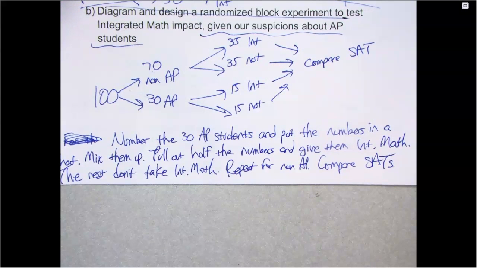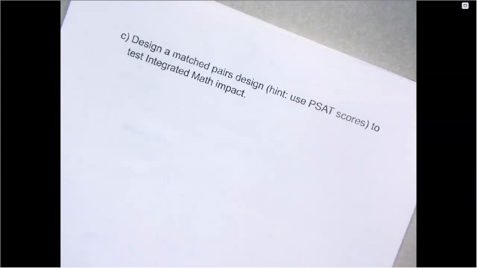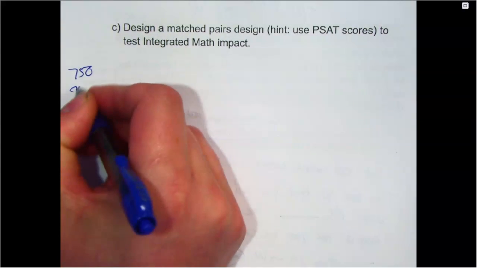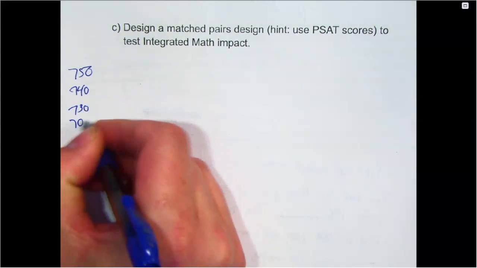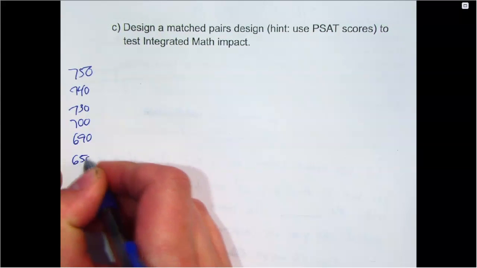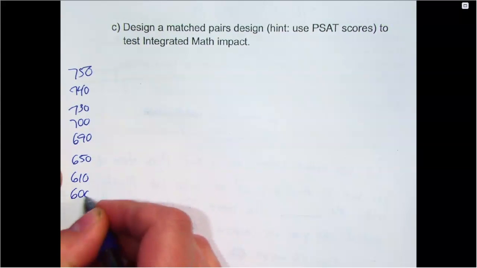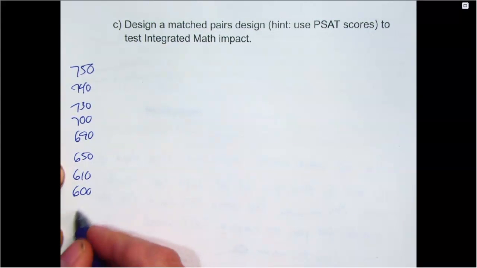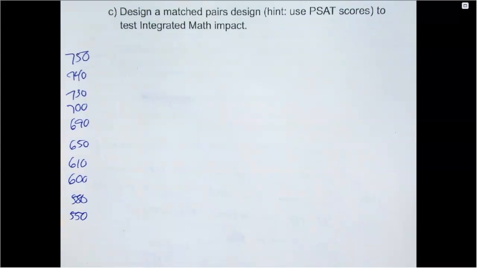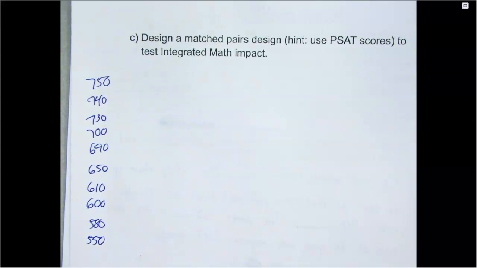Questions on this one here, the block. Alright, and then the matched pairs. This is what I was kind of getting at before. You have a list somewhere of PSAT scores written out in order from low to high, or high to low, it doesn't matter. And you don't have to diagram this one. You could, but it would be 50 different arrows. We don't want that, but just to make sure we understand it.